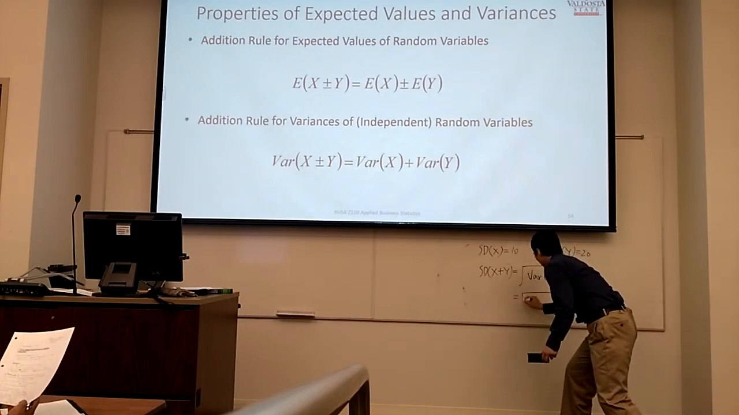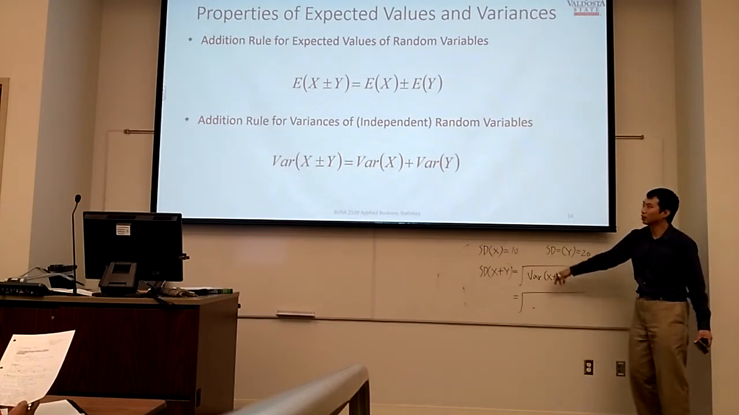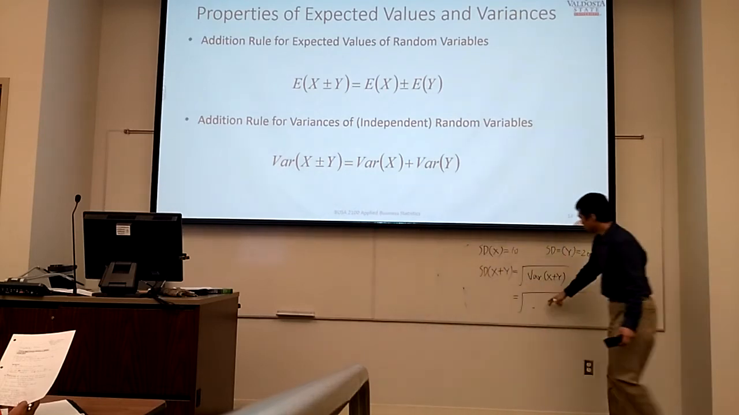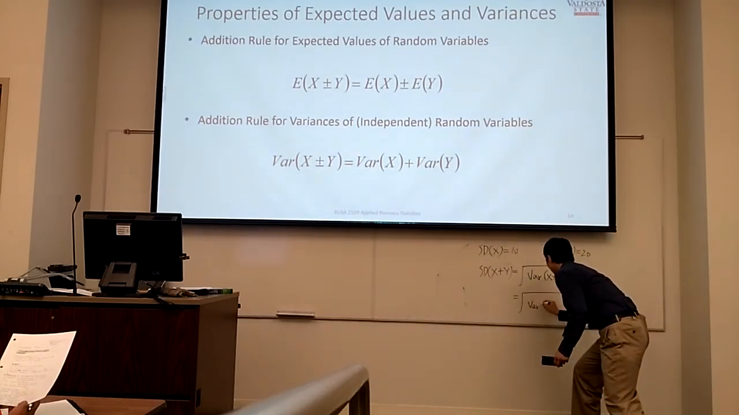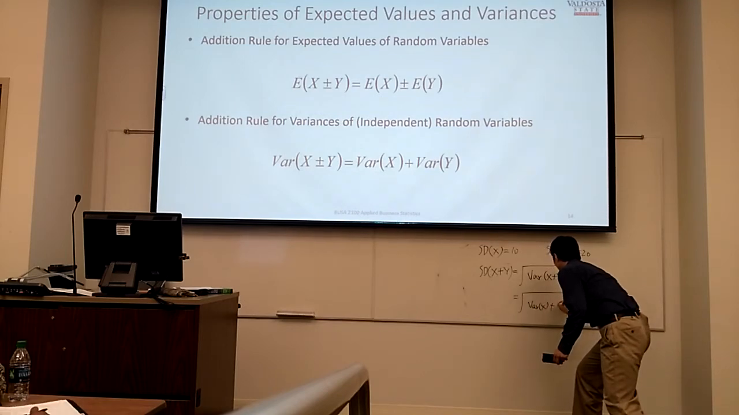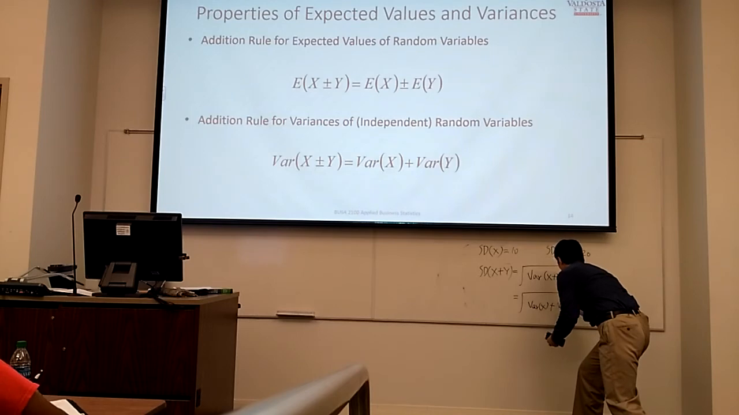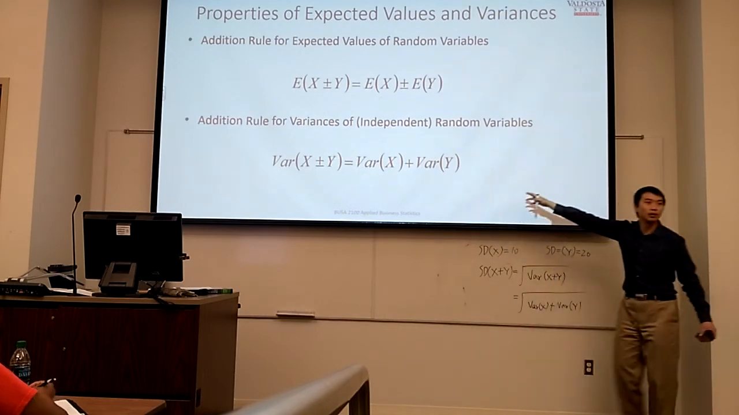If we go one step further, do we have a property for the variance? Yes, we do have a property for the variance. So this is equal to the square root of the variance of x plus the variance of y, right? It's from this property, right?